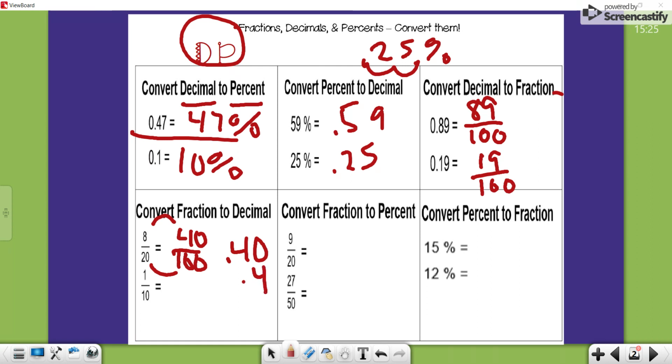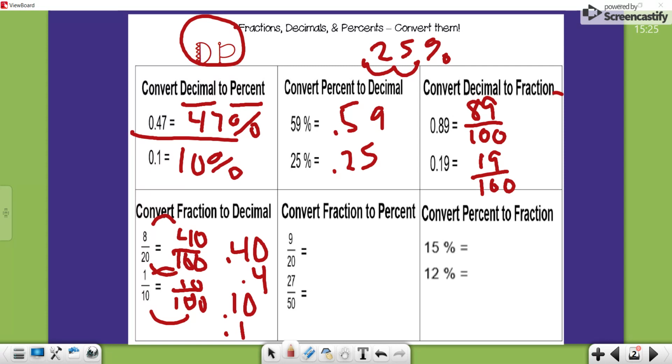Okay, 1/10 is also friendly with 100. 10 times 10 is 100. 1 times 10 is 10. And so that's 10/100ths. You would write 10/100ths as 0.10 or 0.1.